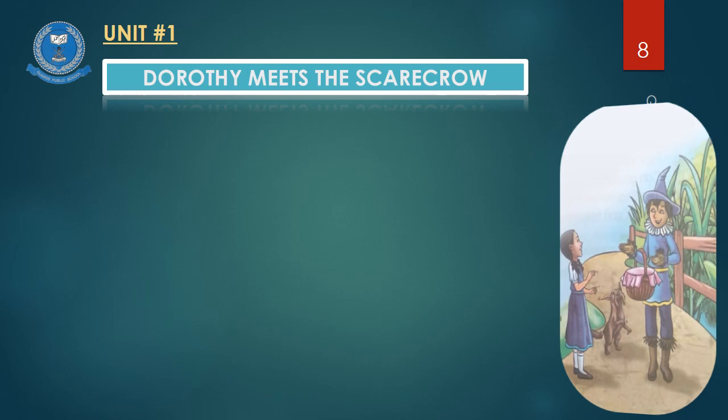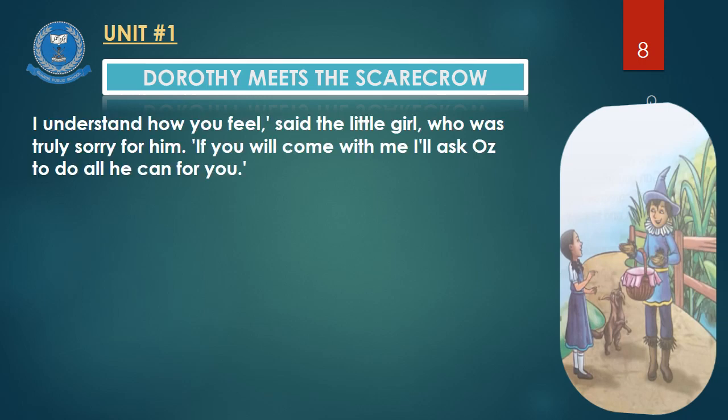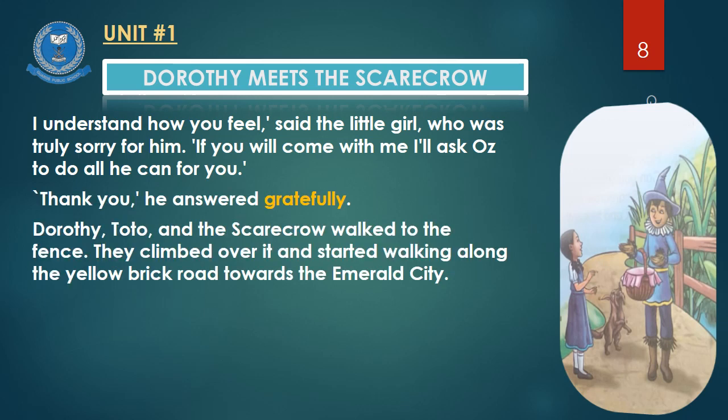I understand how you feel, said the little girl, who was truly sorry for him. You will come with me. I'll ask Oz to do all he can for you. Thank you, answered the Scarecrow gratefully. Dorothy, Toto, and the Scarecrow walked to the fence. They climbed over it and started walking along the yellow brick road towards the Emerald City.